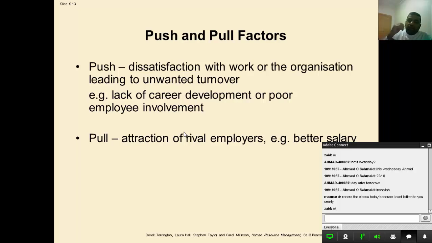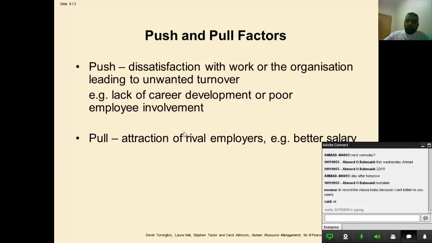On the other hand, a pull factor is when another organization wants you to work with them. Or, for example, you find another organization that offers you a better salary or a better compensation. This is what we call pull, because this reason is coming from outside your job. It's not from inside the job, it's from outside the job, so we call it pull.